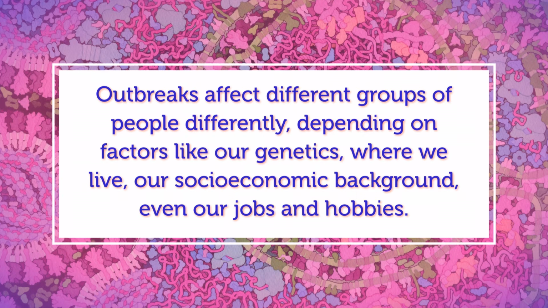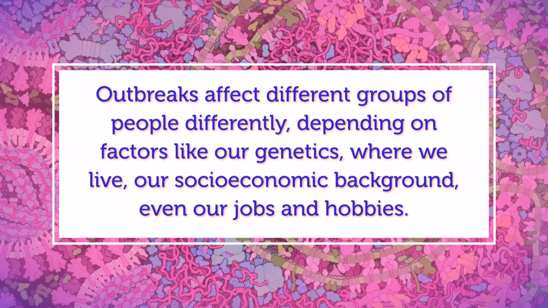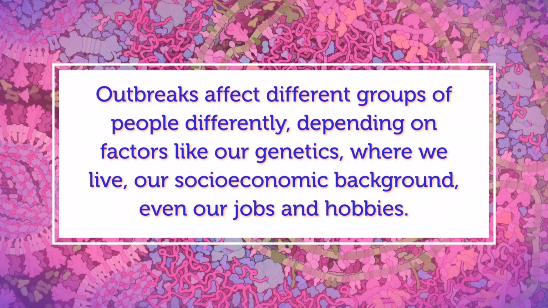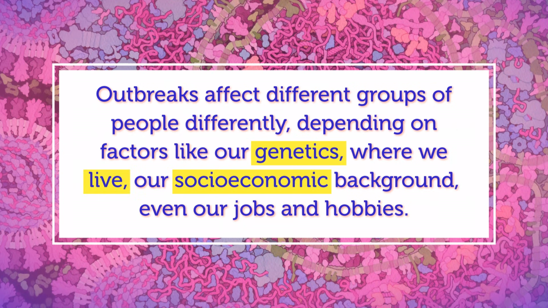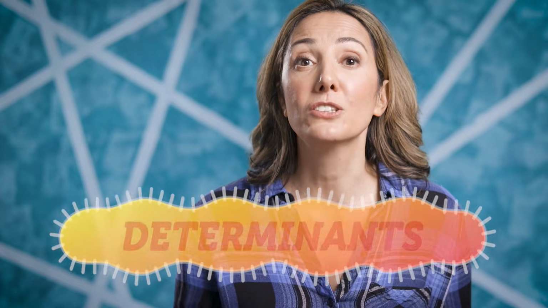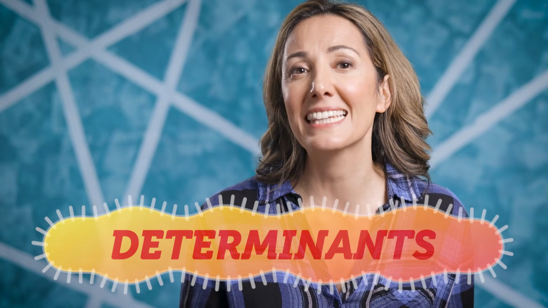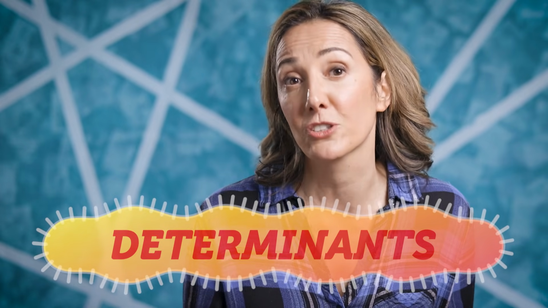As we mentioned in previous episodes, outbreaks affect different groups of people differently, depending on factors like our genetics, where we live, our socioeconomic background, even our jobs and hobbies. These factors are called determinants of health because to an extent, they determine our likelihood of catching a certain disease. Determinants are important to take into consideration during a public health response to an outbreak. For example, ordering people exposed to a disease to quarantine doesn't work as well among people who can't afford to stop working. But in general, we can categorize public health responses into 3 tiers.